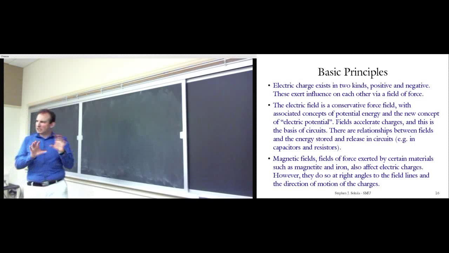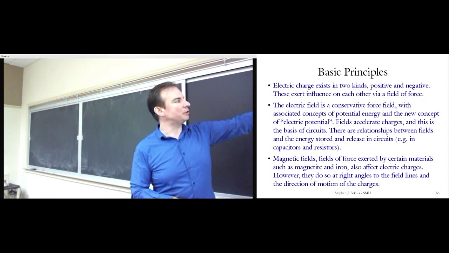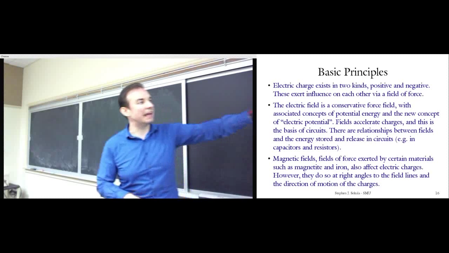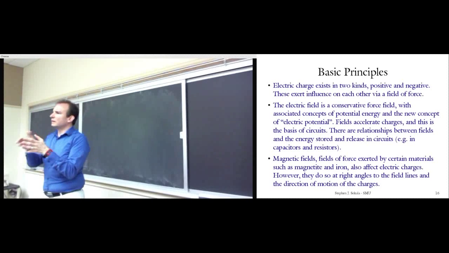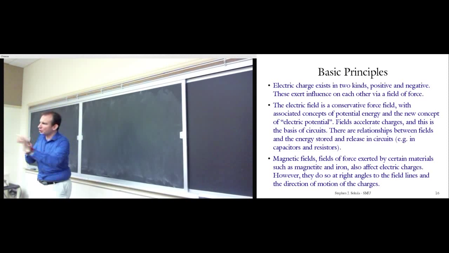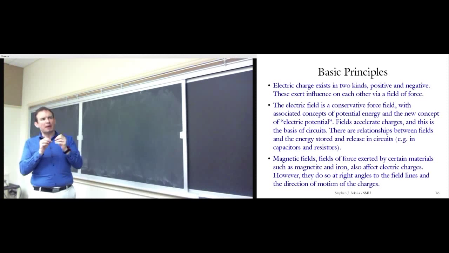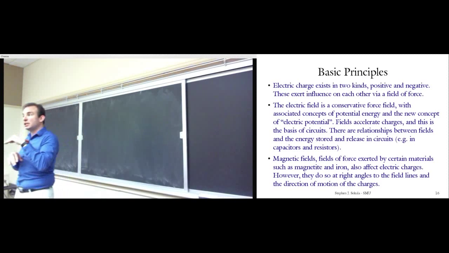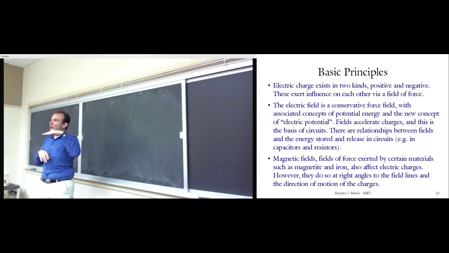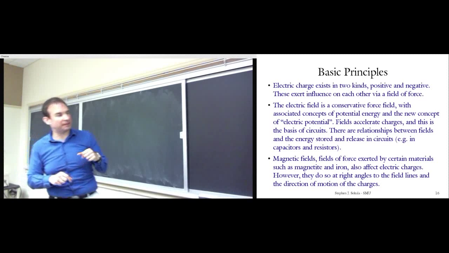Magnetic fields, which seem at first weirdly independent of electric fields, are fields of force exerted by certain materials such as magnetite and iron. They also affect electric charges, but not linearly. An electric field accelerates an electric charge along or against its field lines, depending on the sign of the charge. What's weird about magnetic fields is that the acceleration doesn't change the magnitude of the velocity, but it does change its direction. A charged particle's trajectory will be bent perpendicular to both the magnetic field and its original direction of motion. And I can demonstrate that right now.